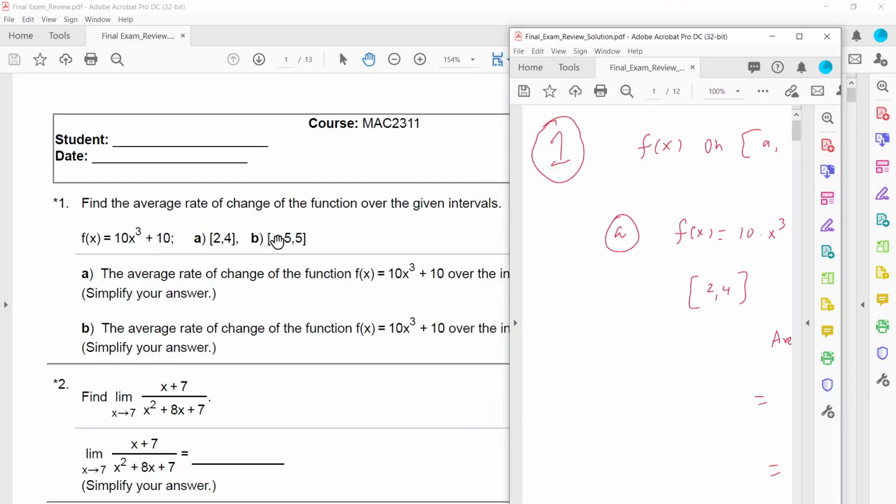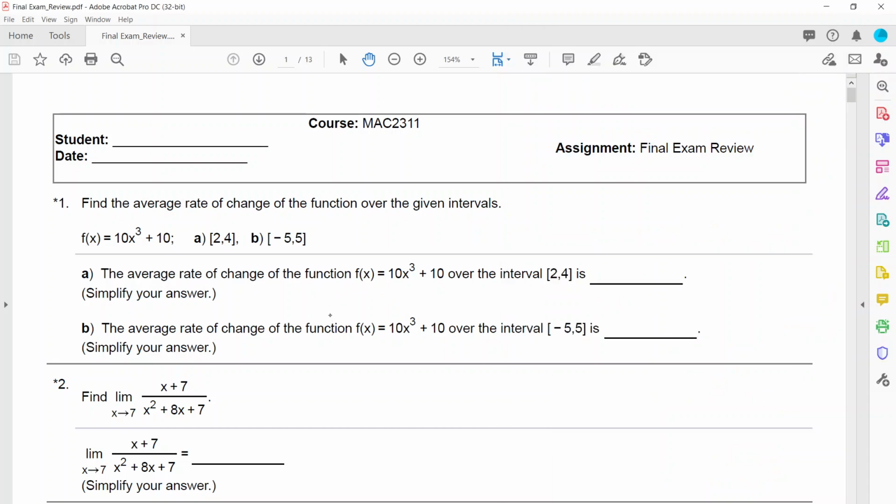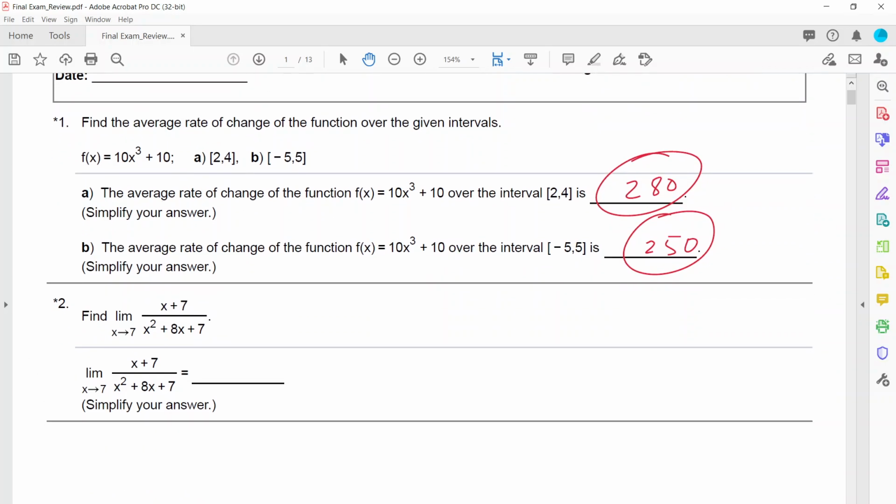280. For part B, if you are going from -5 to +5, by doing the same calculation, if you just plug in the values, it will be 250. So the first one is 280, the second one is 250, by doing exactly the same thing. So I'm not going to repeat part B.